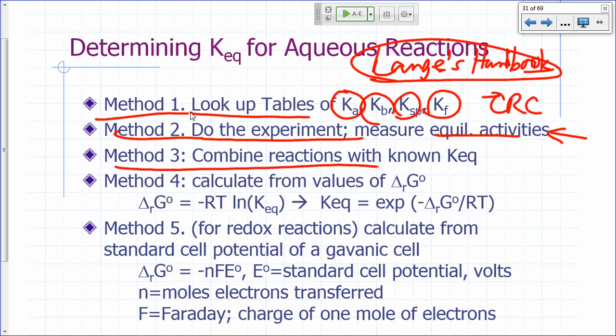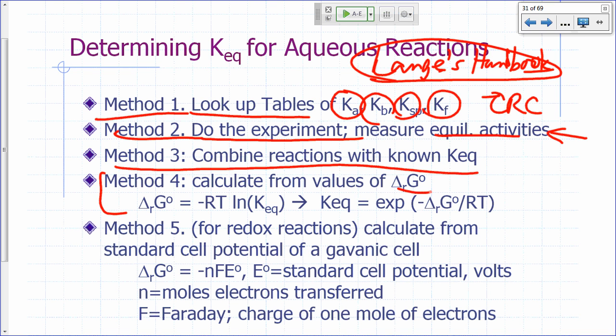Now, our third method is you can combine reactions with known KEQs, just like you did with Hess's law when you figured out delta H. You can do the same thing with this one. We talked about this already, except that you don't take the negative and you don't add or subtract. What happens if you flip a reaction? The equilibrium constant is just the reciprocal instead of the negative, right? And if you add two reactions, the resulting equilibrium constant is the product of the two original equilibrium constants.